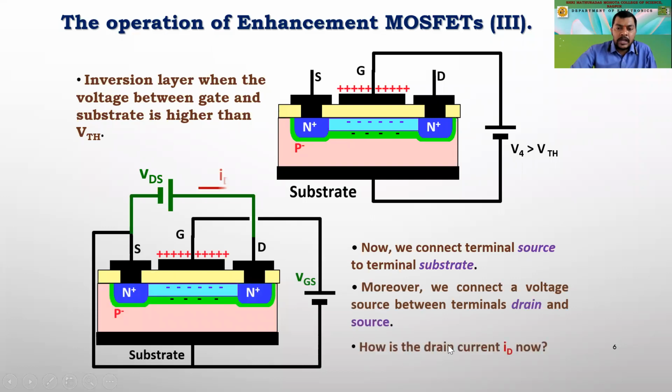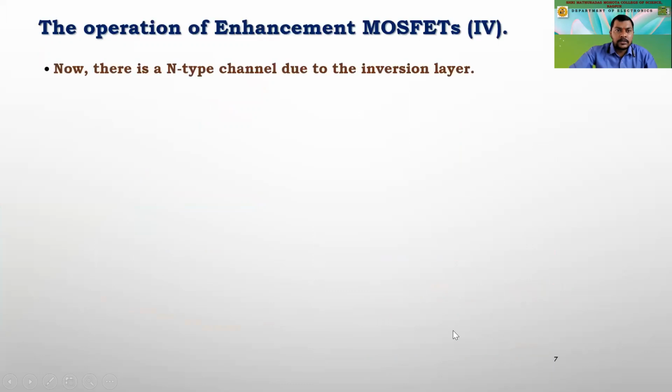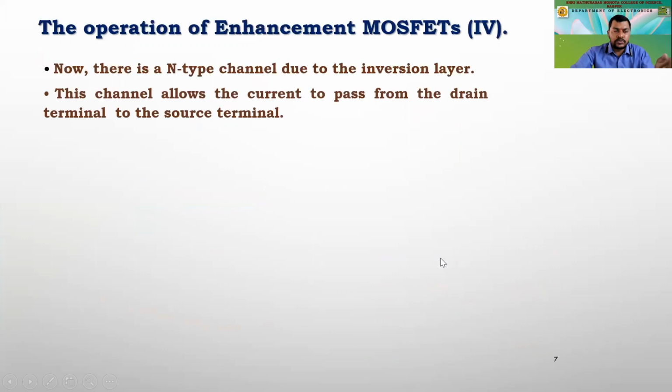Now what happens to the ID current? In this case, the ID current is supposed to flow by using this thin layer and the new layer which is formed over here, right? We'll see that next. Yeah. So now there is an N-type channel due to the inversion layer. So we are having two situations over here. We are having an N-type new layer formed, which will function as a channel to pass the charges over. Right. This channel allows the current to pass from the drain terminal to the source terminal.